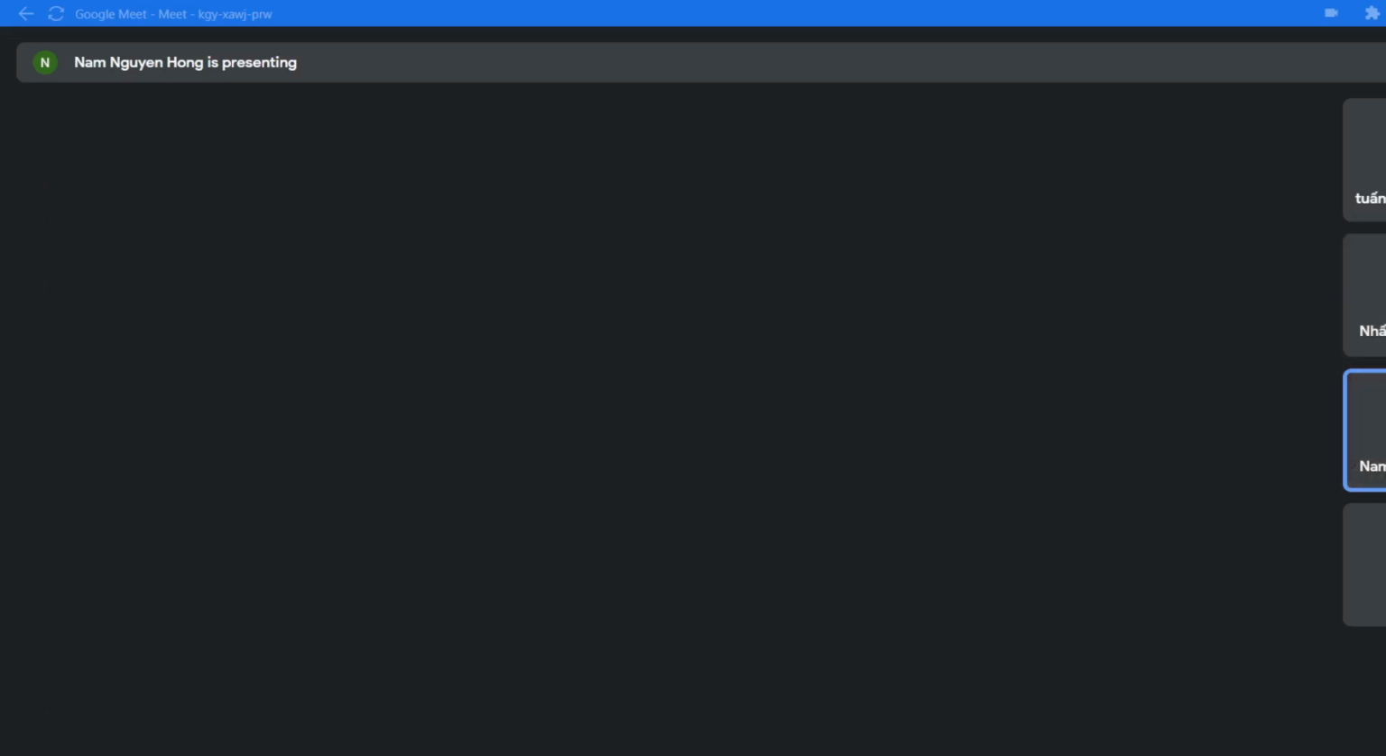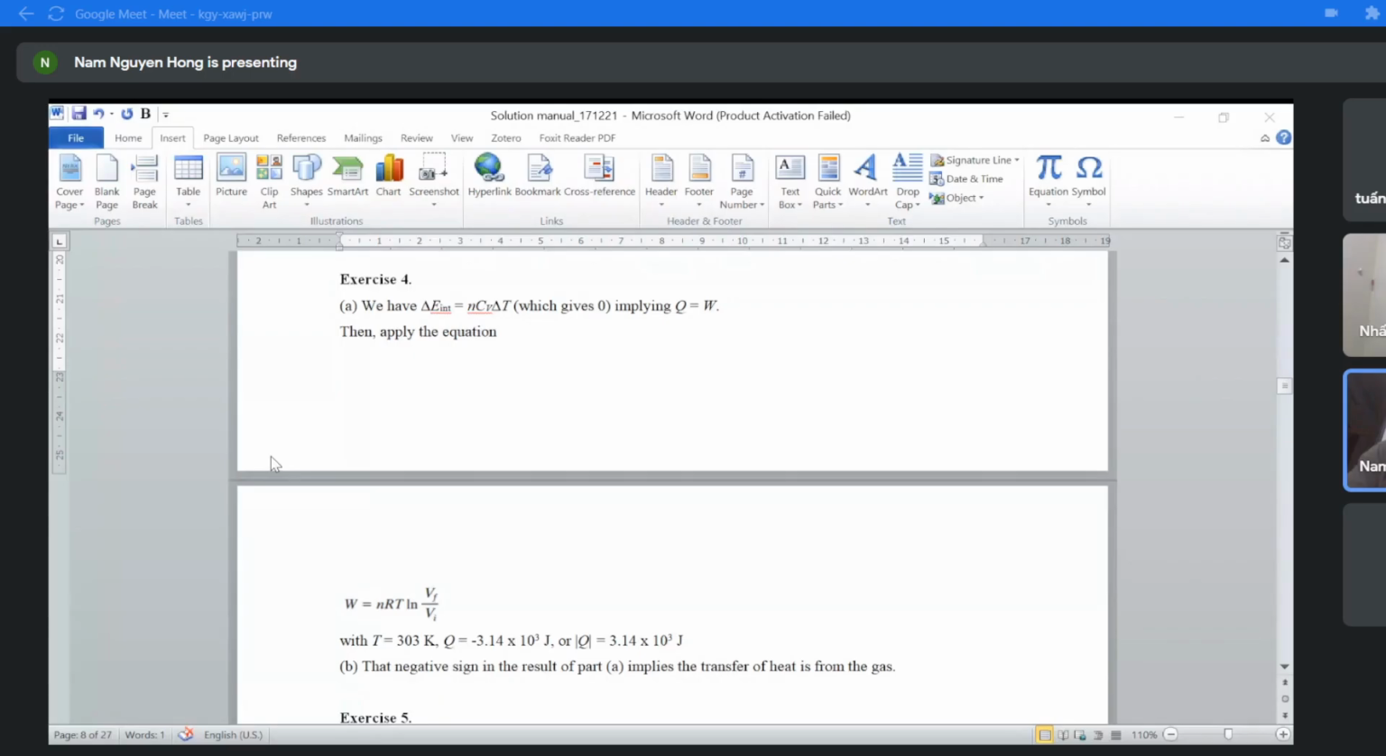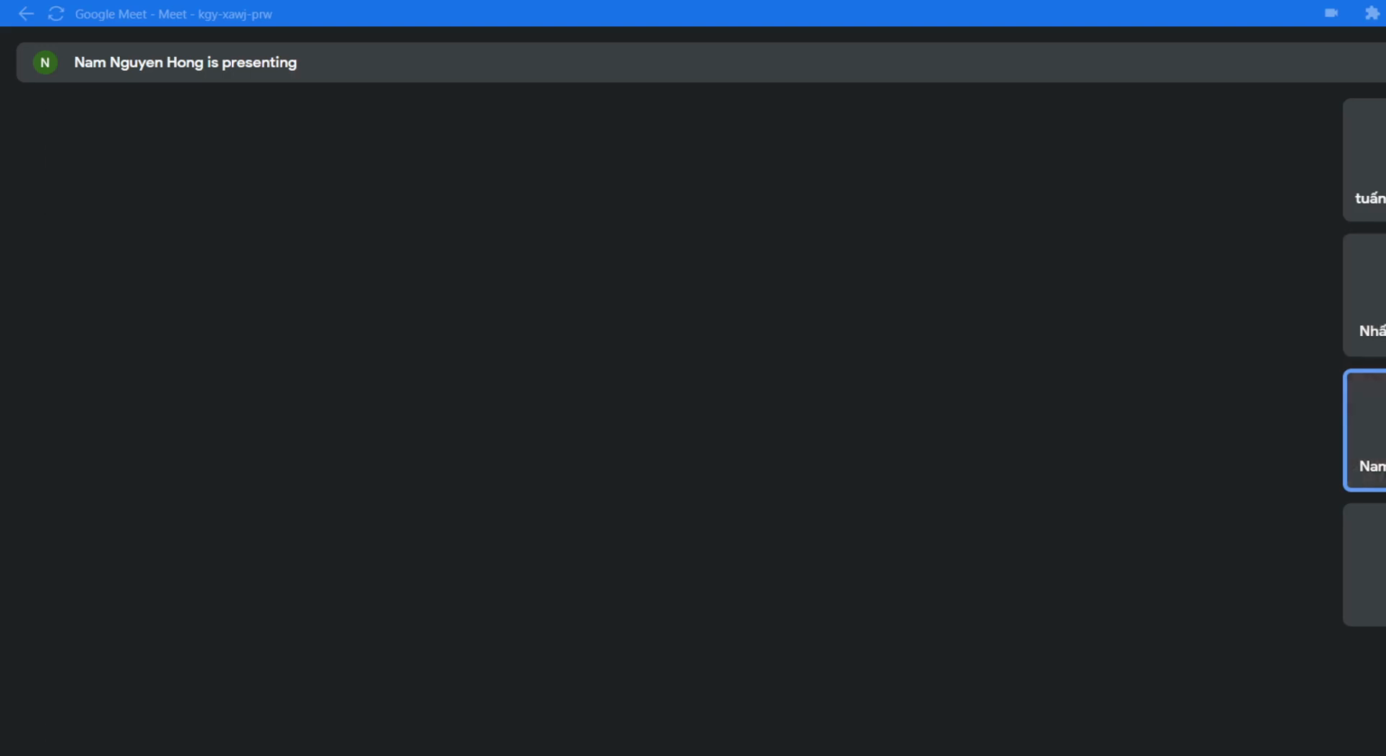Heat transferred during the compression. We have an isothermal compression, meaning that the temperature is constant. So if we apply the first law, we have the change in internal energy equal 0, and the heat equal the work.